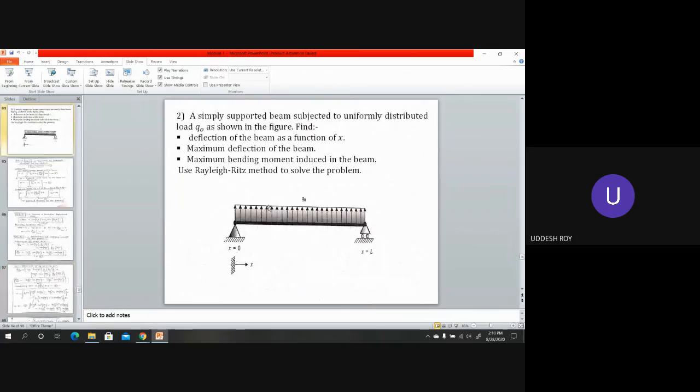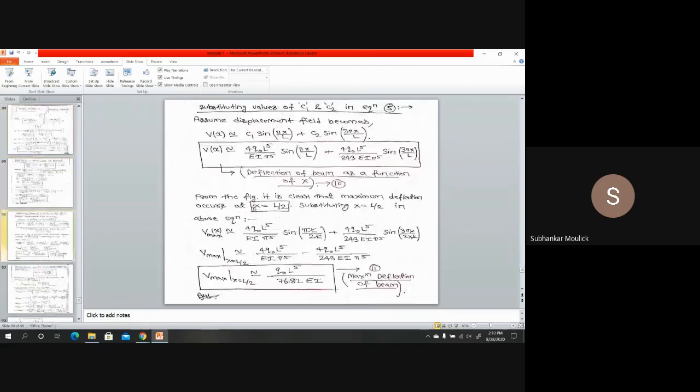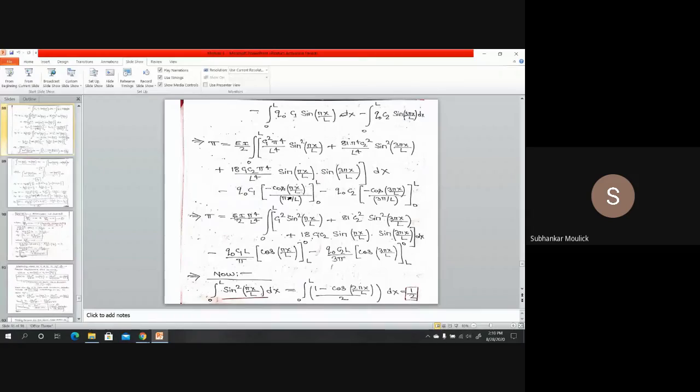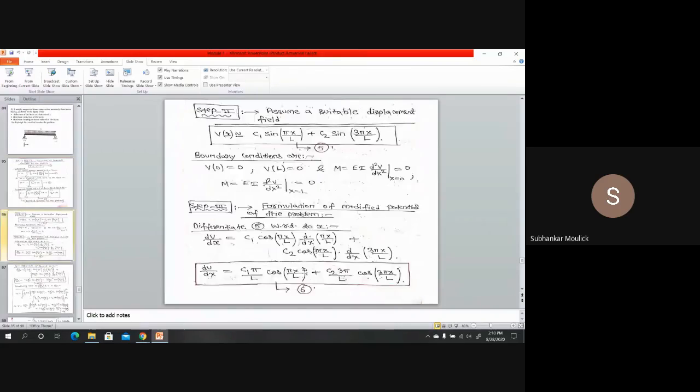Yes, maximum deflection. Sorry, maximum deflection means this V max I need to find out. I need to find out the value of V max. So, from the diagram, it is very much clear that the deflection will be maximum at the midpoint, that is at x equal to L by 2.